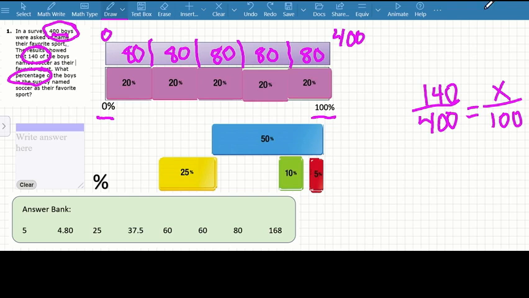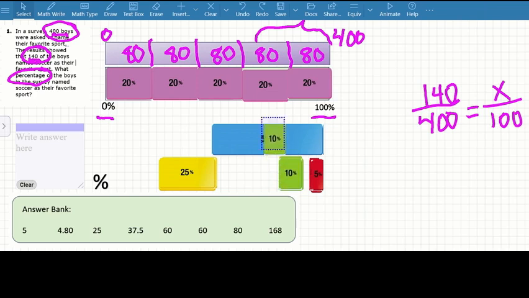Now you can see I'm looking for 140 of those students to represent soccer. If I look at 2 of my sections, that is 160 actual students, and that is too many. So I know I'm looking for something that includes all of one of these sections and part of another. That's why I have additional manipulatives I can drag up. If I divide the 20 into 2 sections, each one is now worth 10%. I need to do the same for the section above it as well.